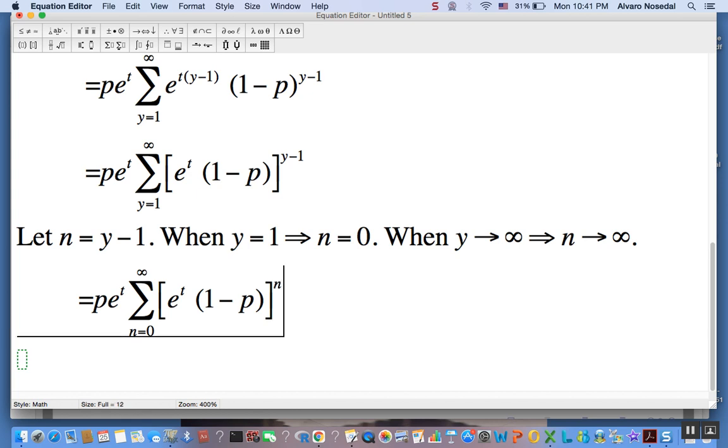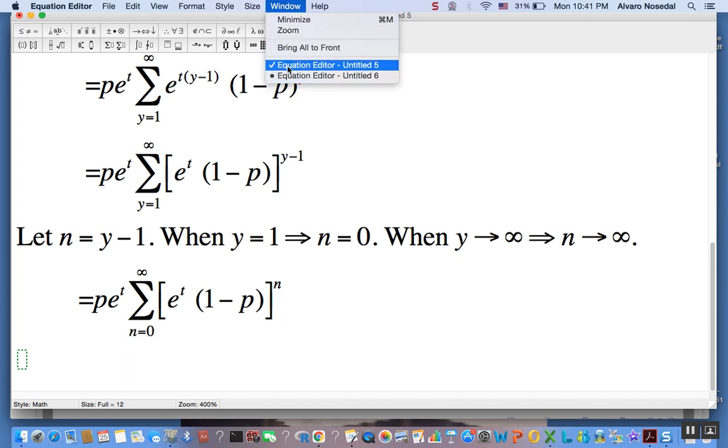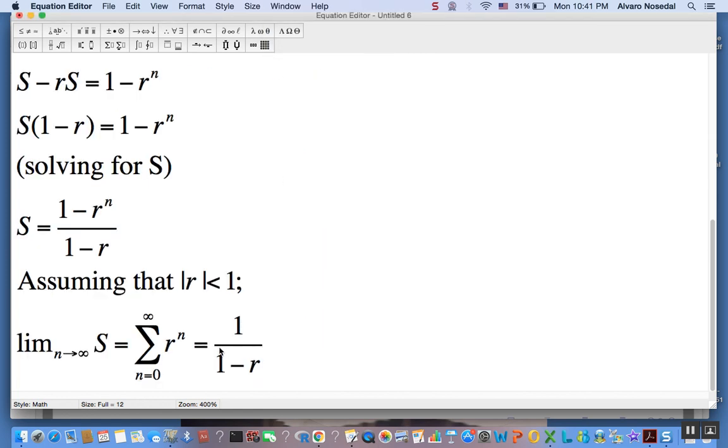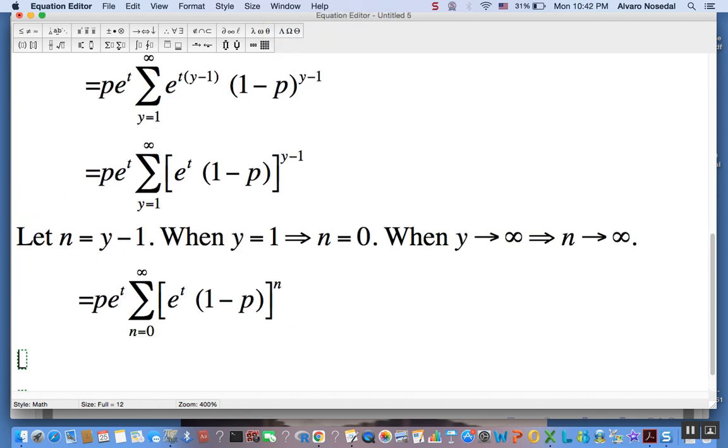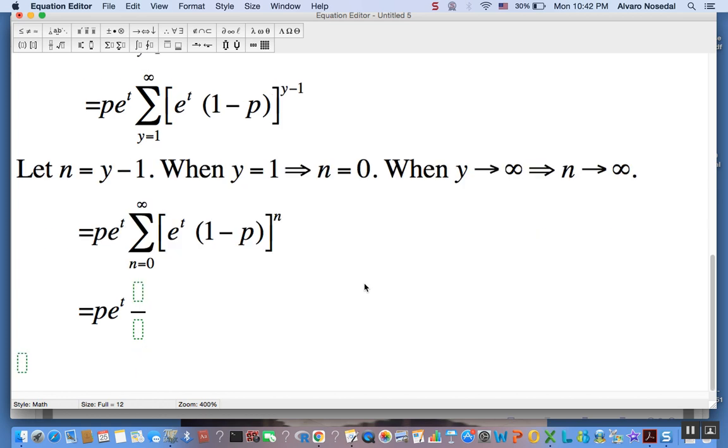So now, using our result and letting r be this guy, the sum is going to be 1 divided by 1 minus r. So it's going to be this p e to the power of t times 1 divided by 1 minus this, right?